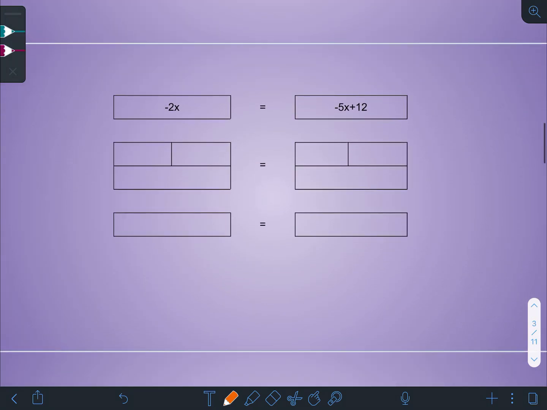Now, let's look at one that looks a little bit different. It's not really that different. So I have variables on one side and constants on the other. So I have this negative 2x that I'm going to drop down. And then I have this negative 5x that I'm going to bring to the opposite side. So I'm going to take the opposite of it, which gives me 5x.